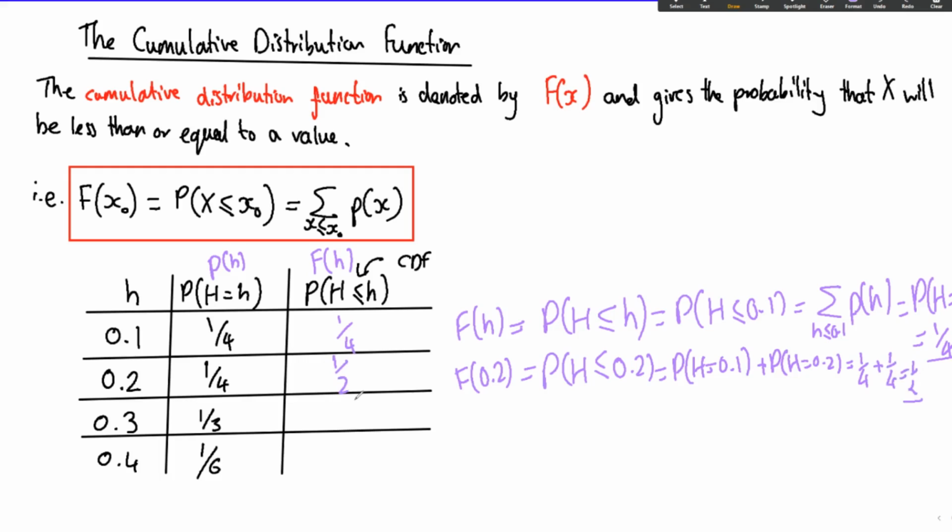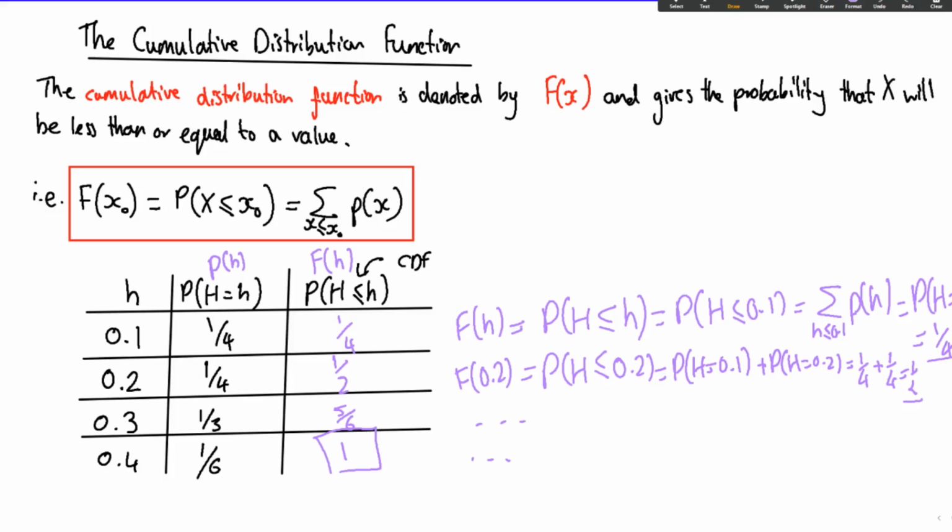And similarly, you can continue like that. So this time, it will be less than or equal to 0.3, so it will be a quarter plus a third, or a half plus a third, which gives us 5 over 6. And then finally, we add 1/6 onto that to give us 1. And you can see that it always ends in 1 with cumulative distribution function, because once you've added all the probabilities together, then it'll equal 1. So in this case, we've added all of the probabilities by the end.